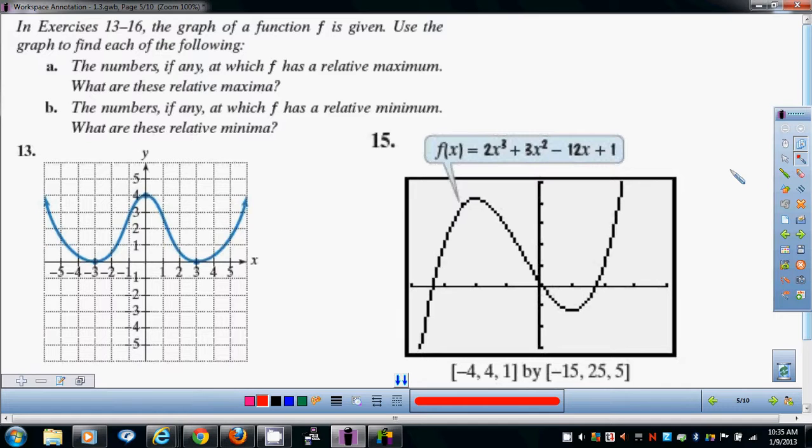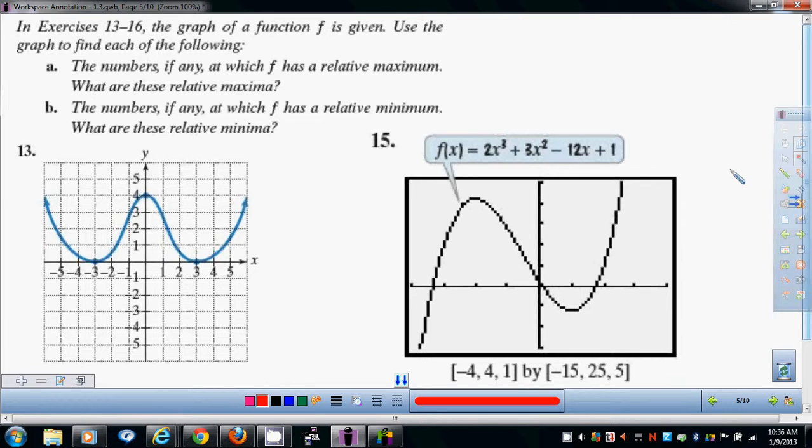The numbers, if any, at which f has a relative maximum, and part B says minimum. Well, maximums and minimums are just what they sound like. A maximum is like a hilltop, and a minimum is like a valley. So, for instance, on this one, there would be a relative maximum at x equals negative 2. And if you wanted to give the whole coordinate, that'd be negative.